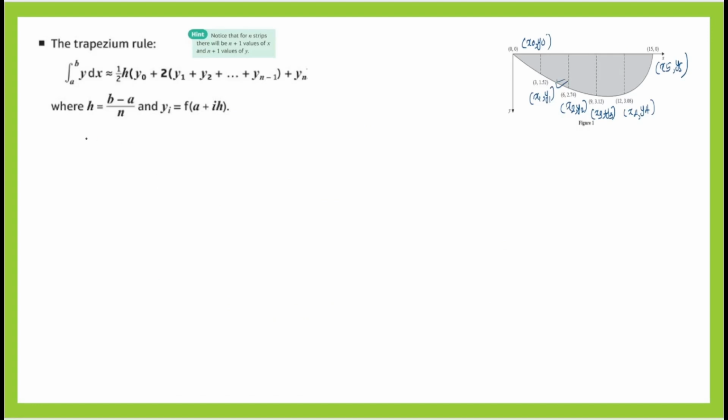Hence, the number of steps n equals 6 minus 1 equals 5. H equals b minus a by n. That is 15 minus 0 by 5. That equals 15 by 5 as 3. Now attempt to use this formula for calculating the cross-sectional area.